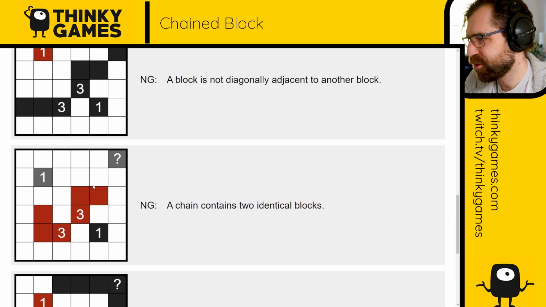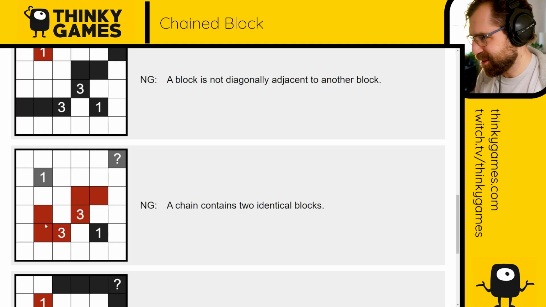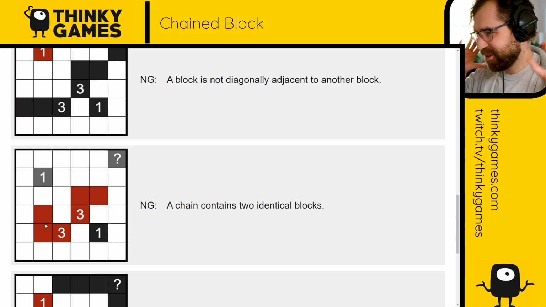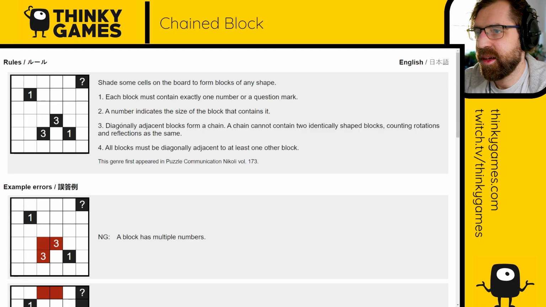Let's look at an example where it's wrong. Here's a chain of blocks. This 1, this 3, and this 3, but 2 of them are the L-shaped 3. And even though they're rotated from each other, that's bad. You're not allowed to do that. You can't have the same shape twice. You can't even have it reflected. Okay, so that's that rule.